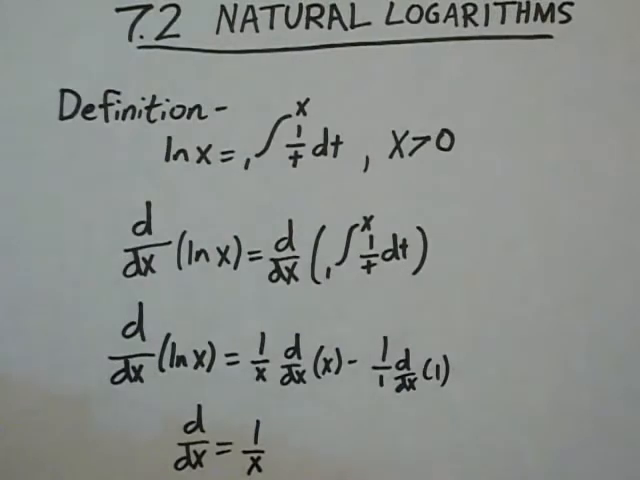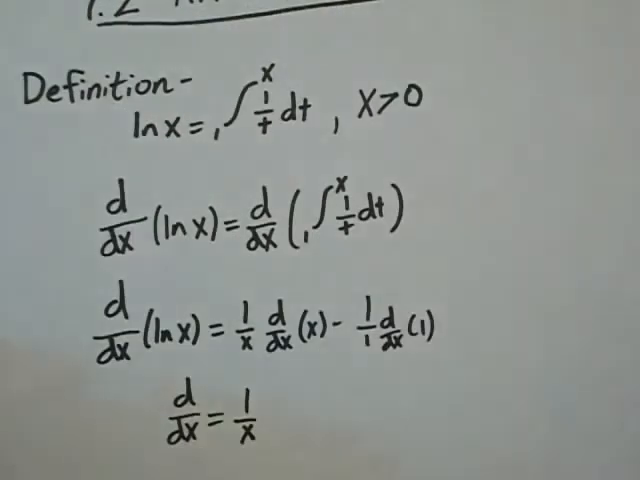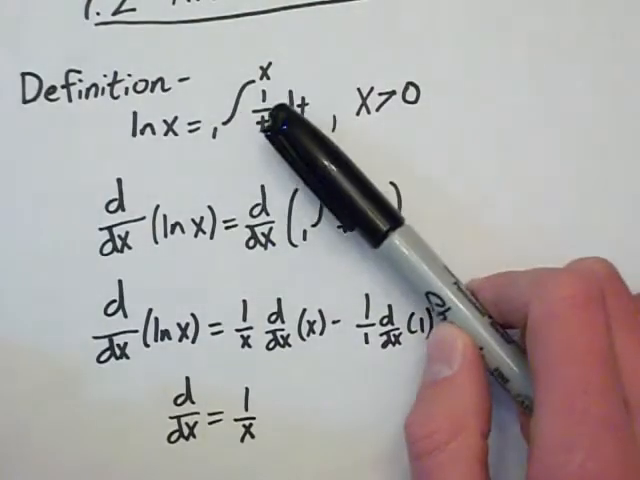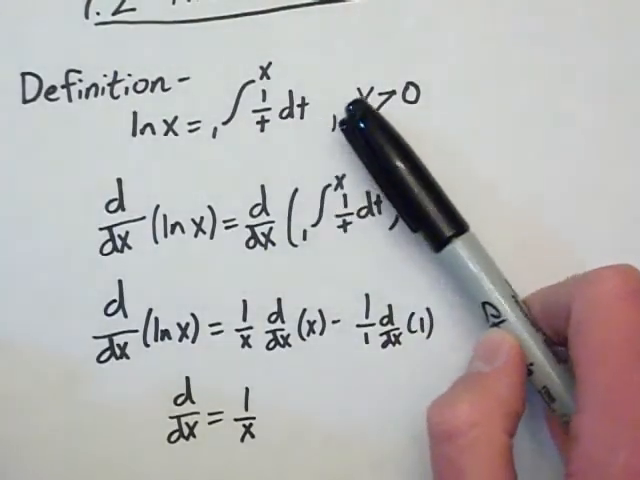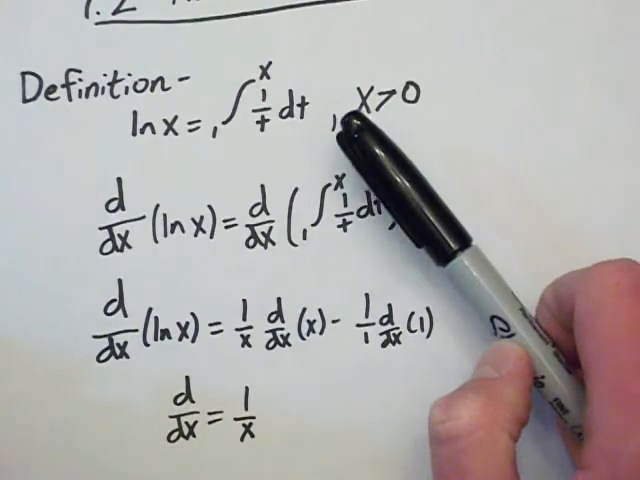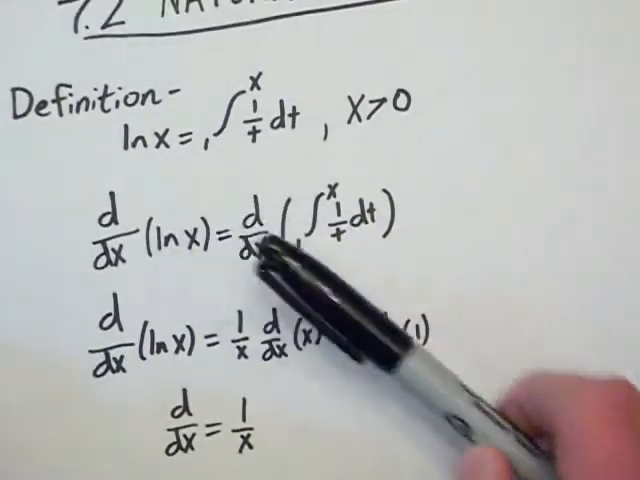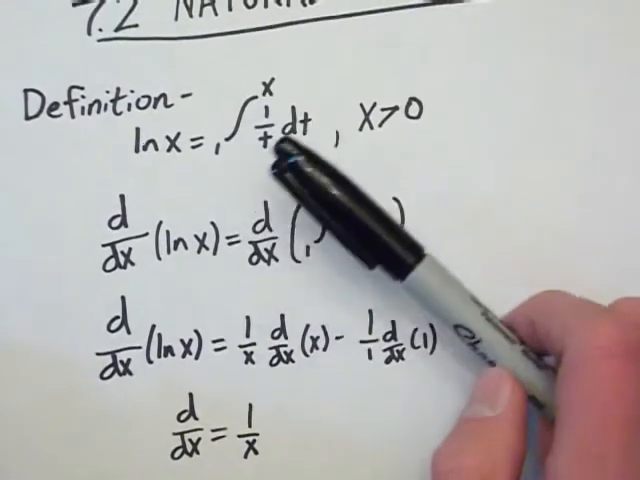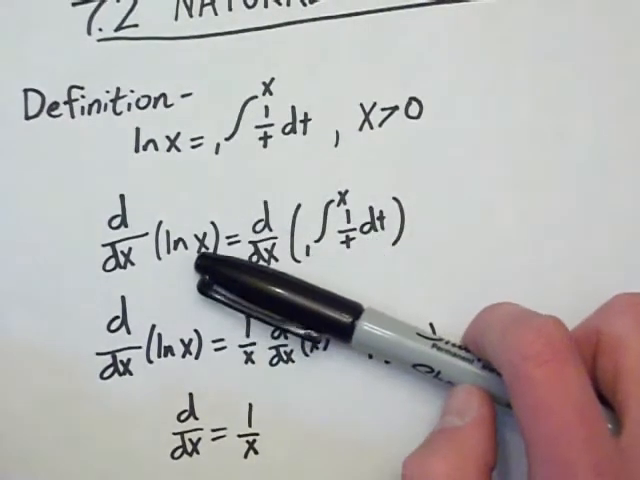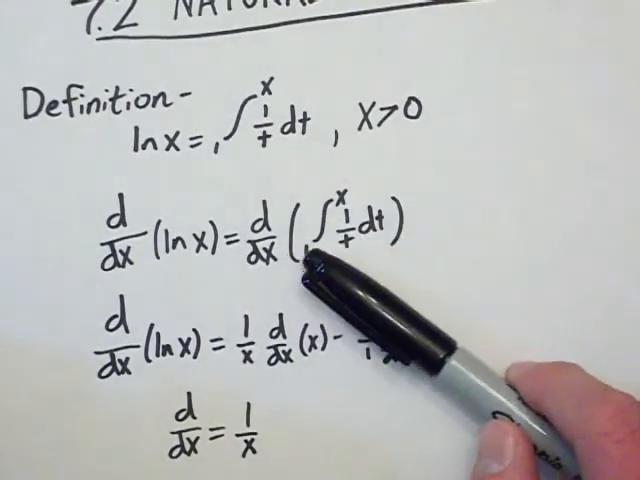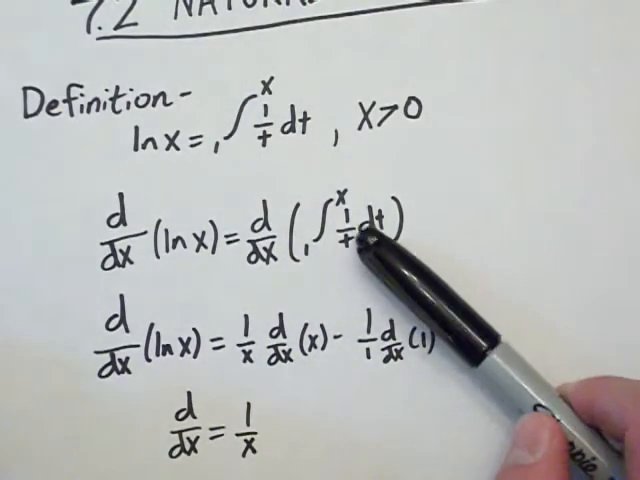Natural logarithms, section 7.2. By definition, a natural logarithm is an integral from 1 to x of 1 over t dt, and x has to be greater than 0. It cannot be less than or equal to 0 at all. Now, the derivative of ln x, which is what we're really going to need to know, is the derivative of the integral from 1 to x of 1 over t dt.